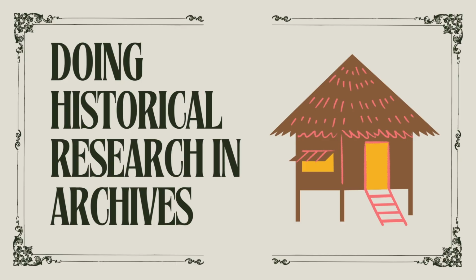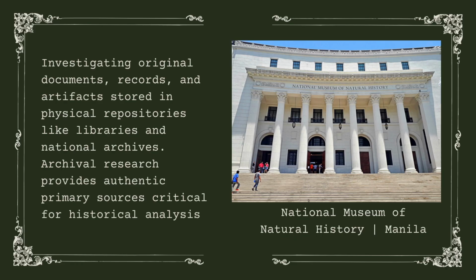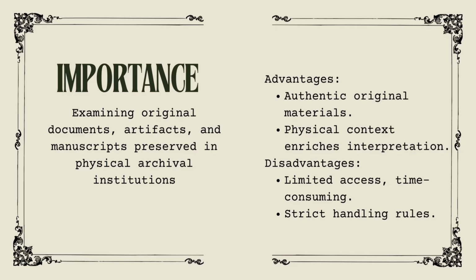Next is doing historical research in archives. Archival research involves the investigation of original documents, records, and artifacts preserved in physical repositories, such as national archives and libraries. A key example here in the Philippines is the National Museum of Natural History in Manila. This method provides access to authentic original historical materials such as manuscripts, letters, official documents, and physical artifacts. These sources are critical in producing well supported historical interpretations.